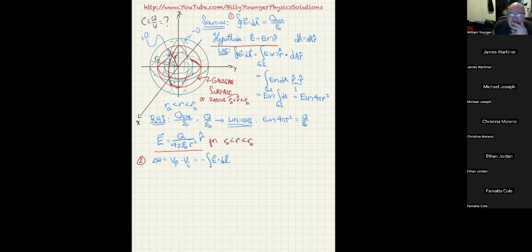So in this case, we're actually evaluating the voltage difference due to the electric field between RA, which is the outer radius of the inner sphere, and RB, which is the radius of the outer sphere. Now that inner sphere had a charge of plus Q, and we know for a fact that a positive charge would run away from that towards the outside, in other words, towards increasing R.